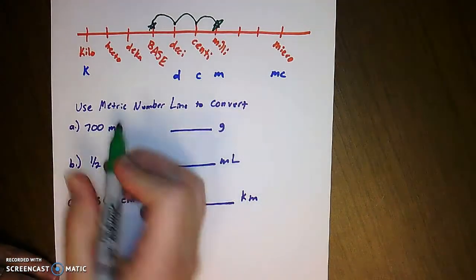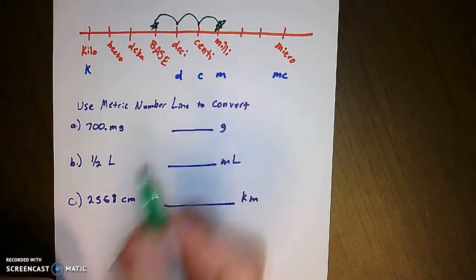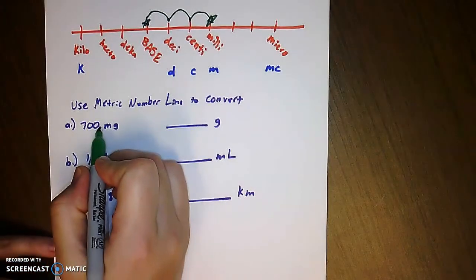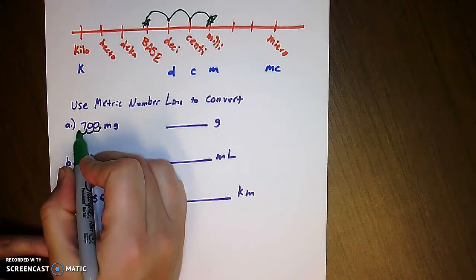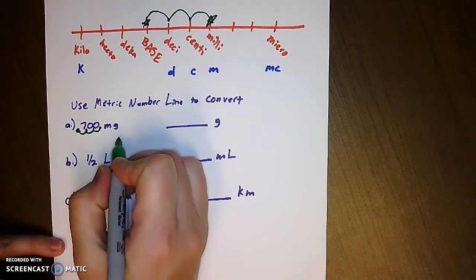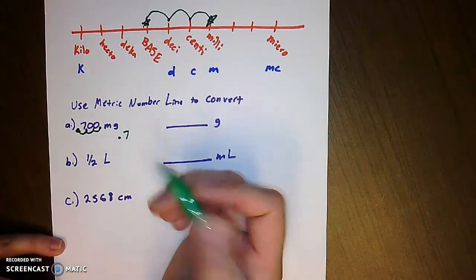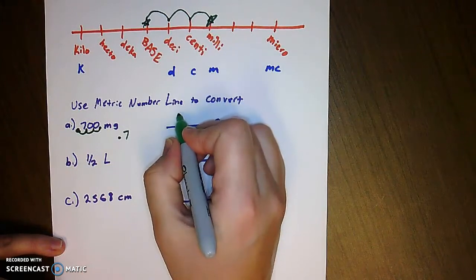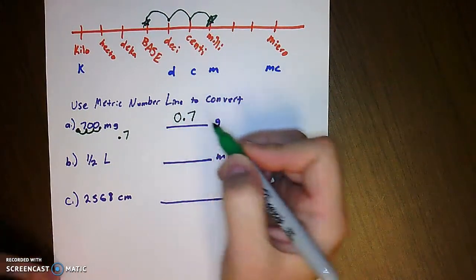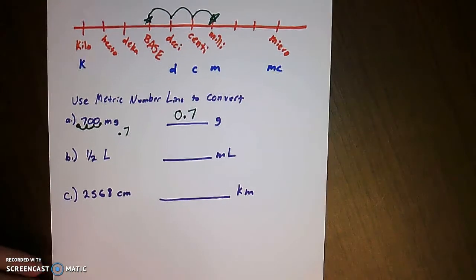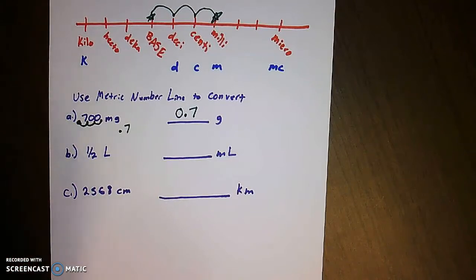Now if there's not a decimal written, it's at the back of it. It's at the very end. So if that's our decimal, we need to move it 1, 2, 3 places to the left. So we're looking at a 0.7, but remember, the health field likes the leading 0 in front of the 7. So 700 milligrams is 0.7 grams.